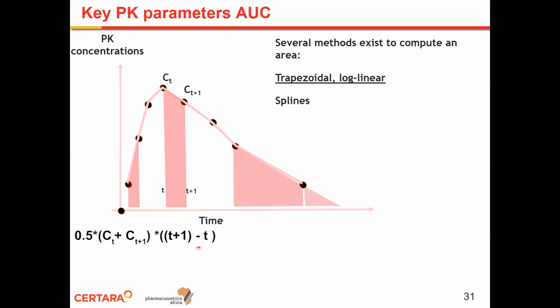Basically, that's a formula. You compute CT plus CT plus 1 over 2, so that's the average of the two, and you multiply by the delta t. That's from simple geometry. And then you want to do that for each slice.